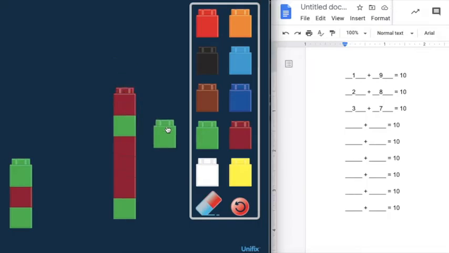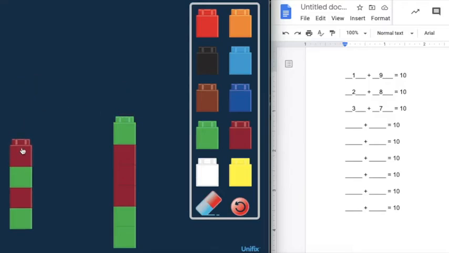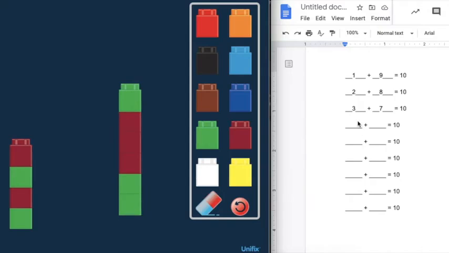Now what if we split it like this and we put 4 over here? 4 plus beep equals 10. How many are left over? How many will get us to 10? 1, 2, 3, 4, 5, 6.